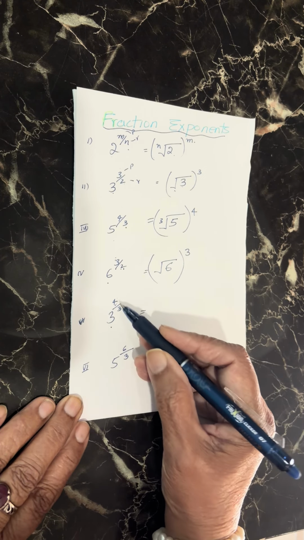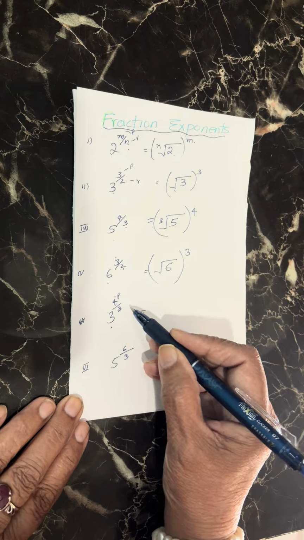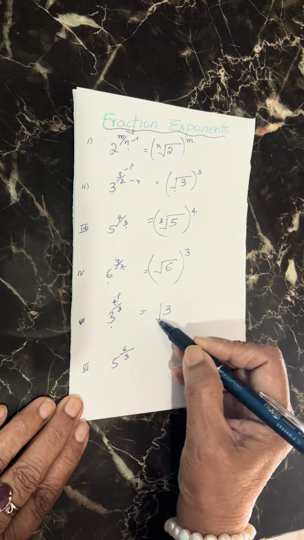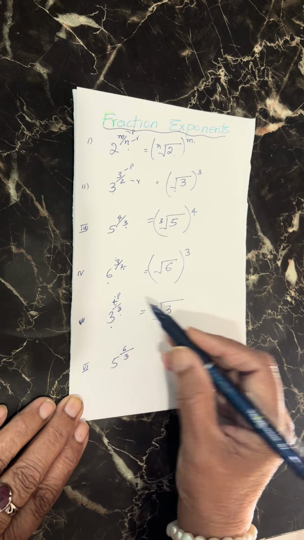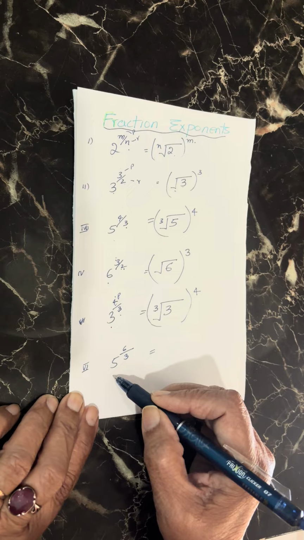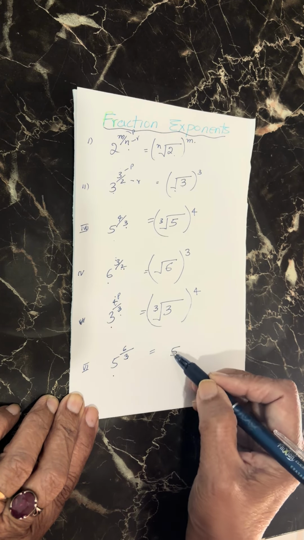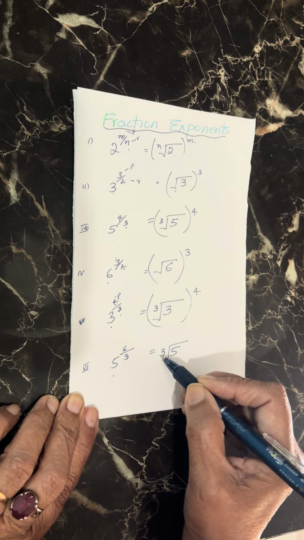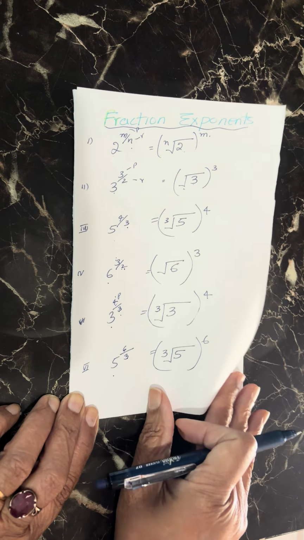Similarly 3 to the power 4 over 3. So power is 4 and root is 3. So we write the base 3 and cube root. Because root is 3, we write cube root and power is 4. We put a bracket and write 4. Similarly 5 to the power 6 over 3. So base is 5 and root is 3. So cube root and power is 6. So we write 6 outside the bracket.